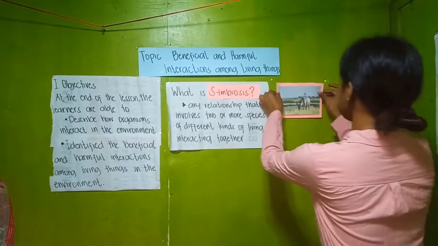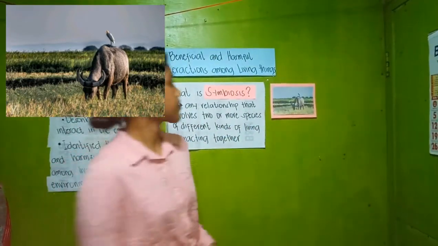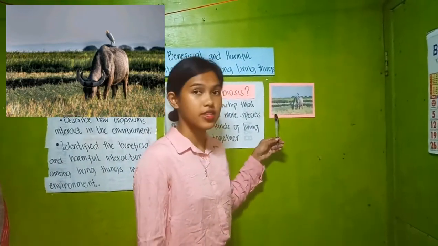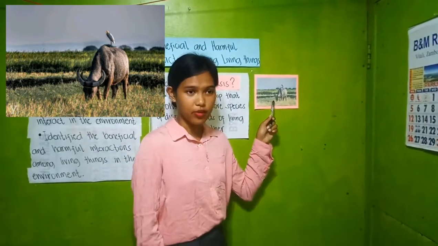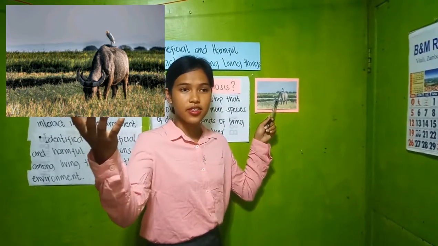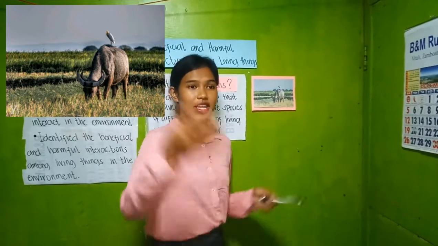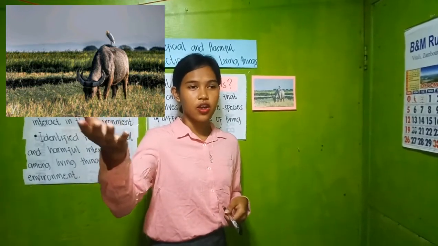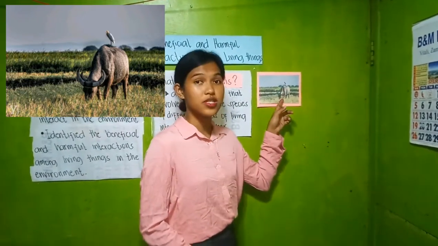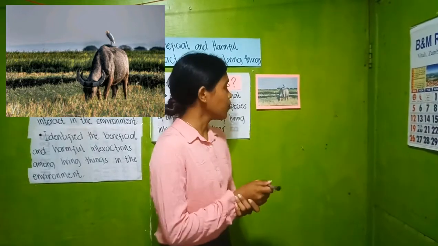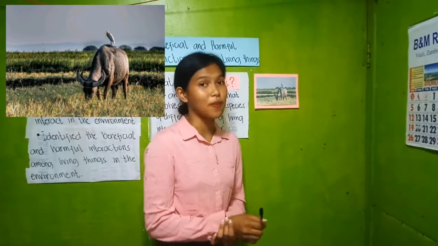What do you observe in the picture? How did the bird benefit from the carabao? Yes, Jess? The bird now has food to eat. Great job. And how did the carabao benefit from the bird? Yes, Alice? The carabao loses its parasitic ticks. Very good. The bird has food to eat, and the carabao loses its parasitic ticks. So this is a long-term relationship which is known as symbiosis.